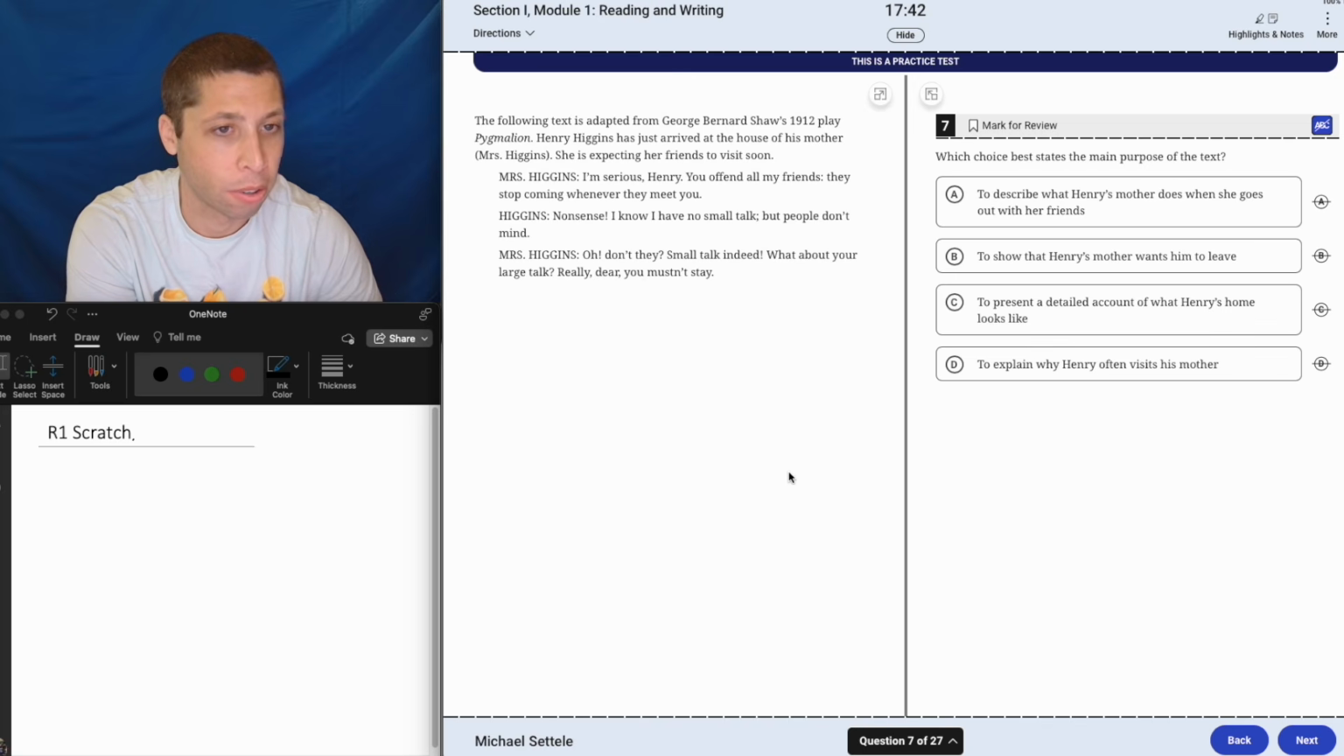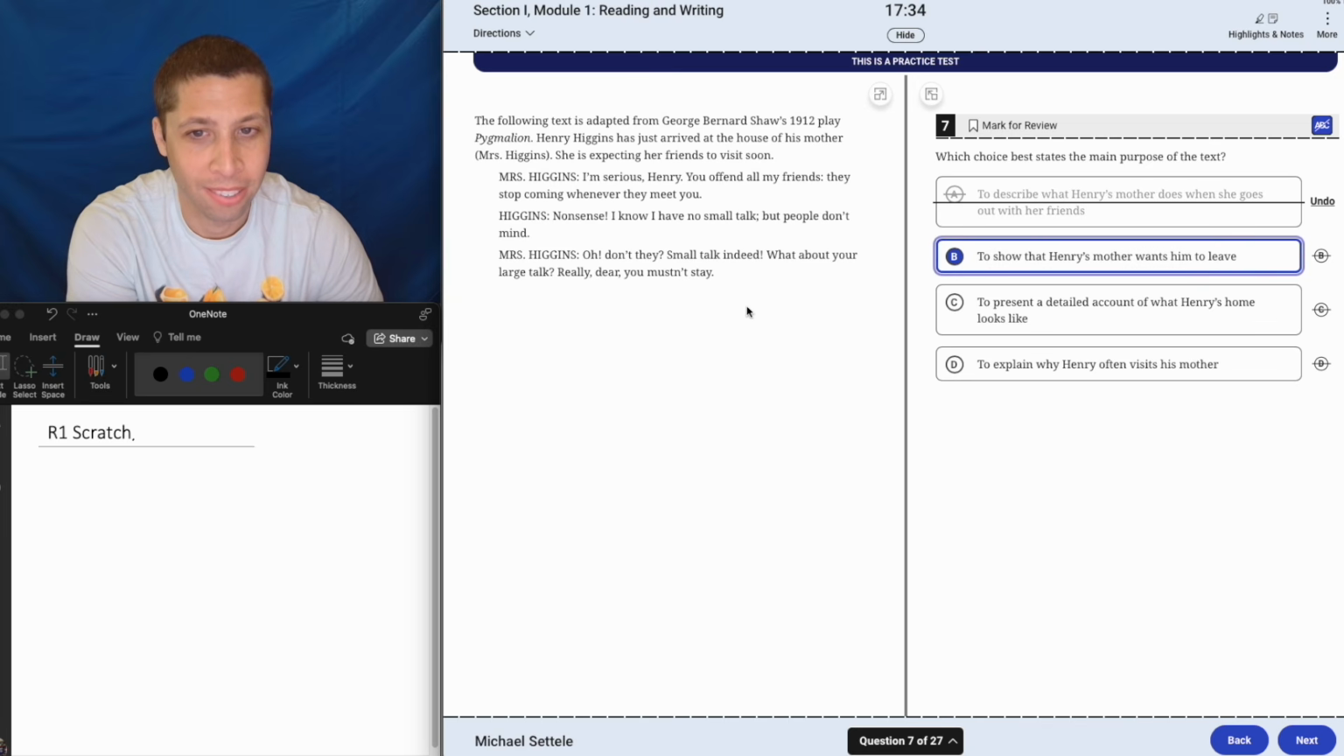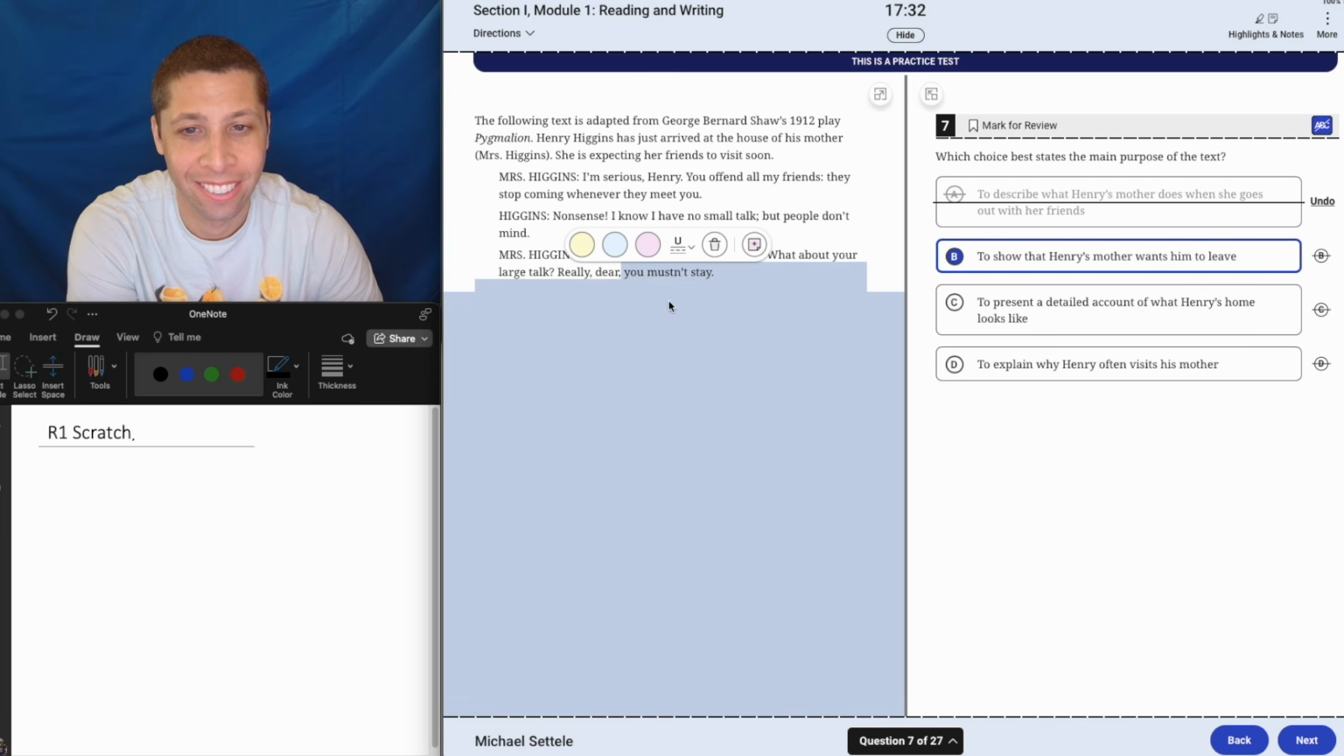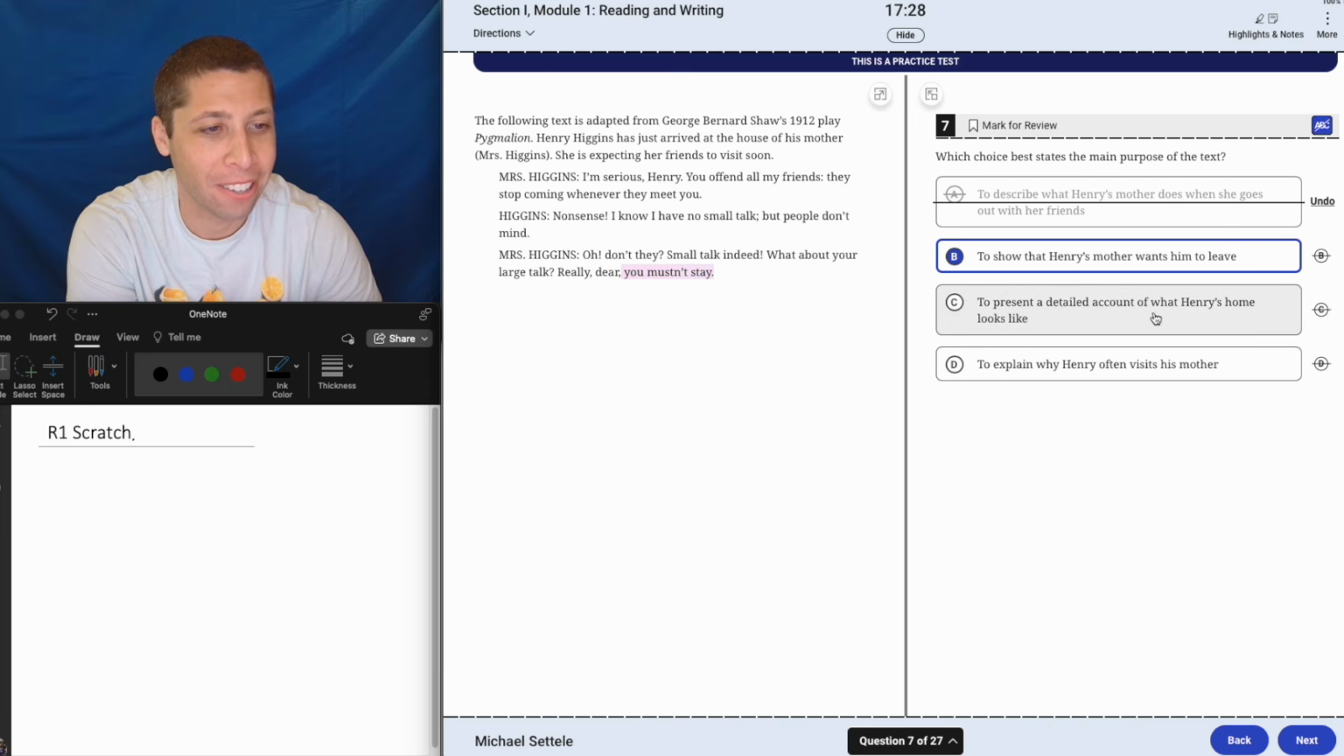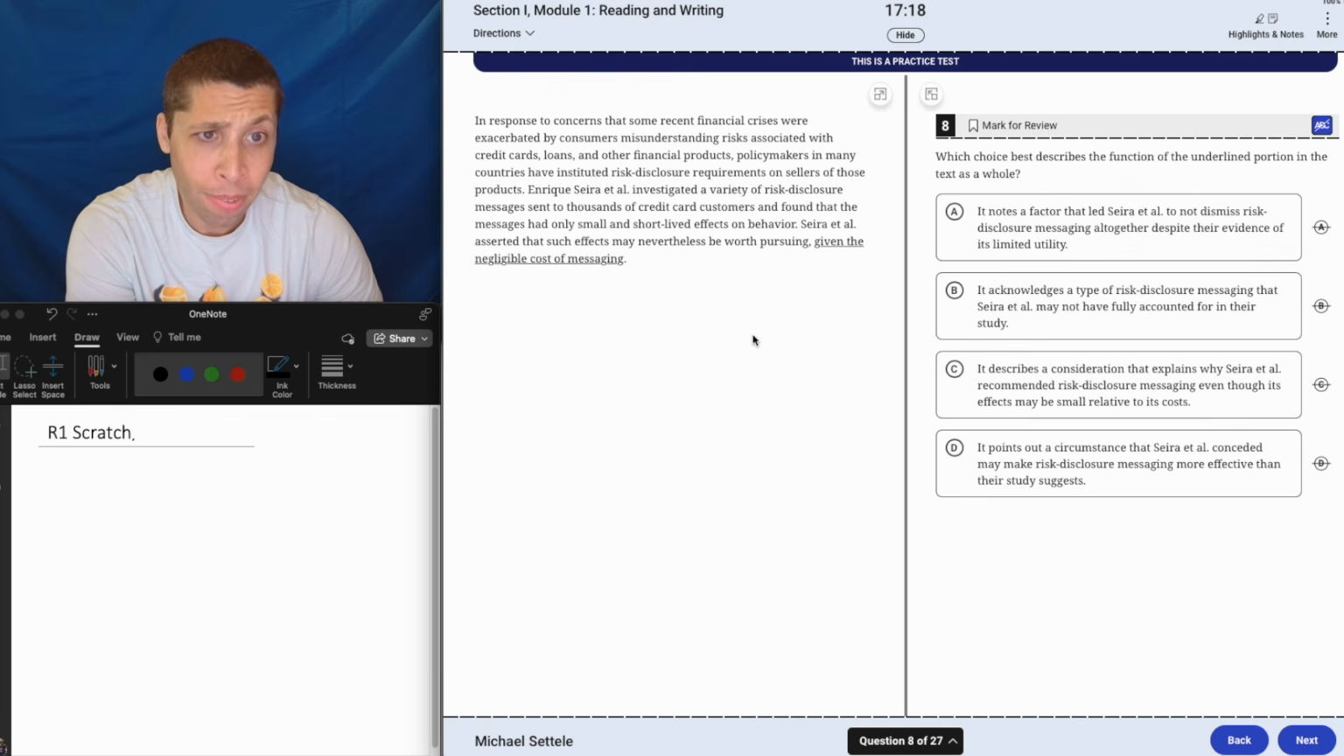Okay, so she hates her own son. To describe what Henry's mother does when she goes out with her friends? No, she's talking to her son. To show that Henry's mother wants him to leave? Yes. It really says you mustn't stay. Ooh, what happens when we highlight all this? To present a detailed account of what Henry's home looks like? No. To explain why Henry often visits? Often, big problem word, but he doesn't often visit. He's there just this one time. Okay. This is really easy so far.